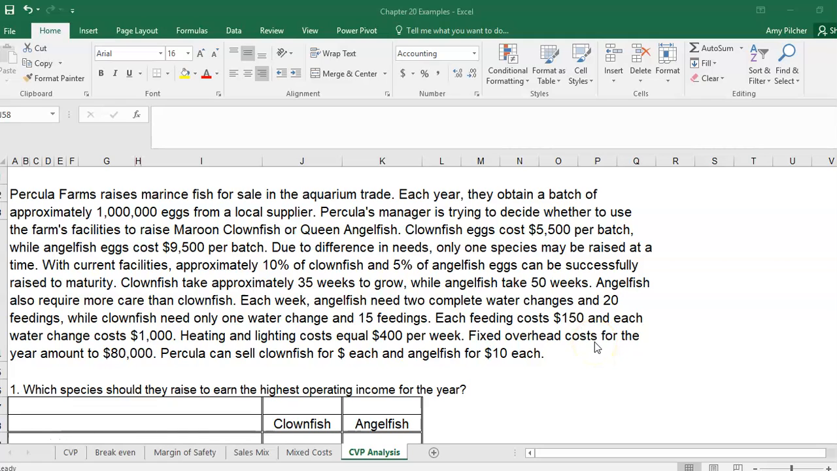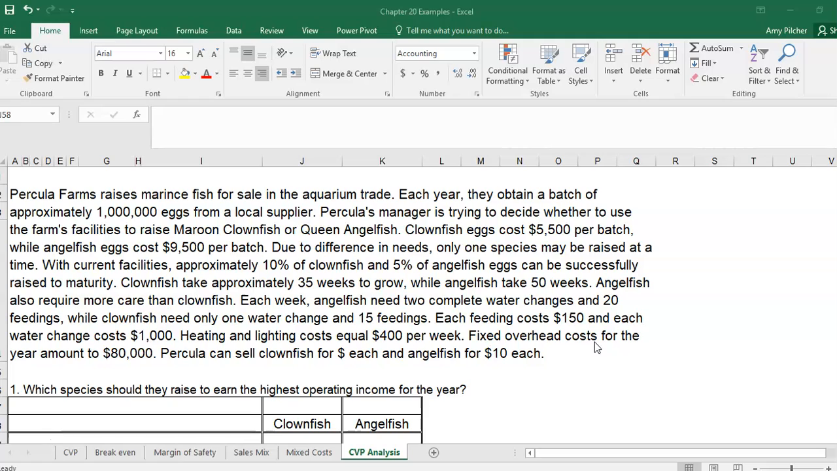The last example that we're going to look at in chapter 20 is an overview of what we can do with CVP analysis. We have this company, a farm, which raises fish for sale in the aquarium trade. We're trying to decide whether we should invest in maroon clownfish or queen angelfish. We have a lot of information here about the two different kinds of fish. The angelfish are more expensive.